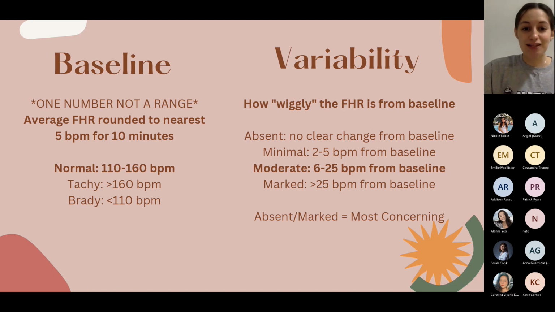Moderate is what we want, so that's why it's bolded. If it's moderate, you have a happy baby, and this is going to be 6 to 25 beats from the baseline. So it's wiggly, it's jiggly, all the good things. And if it's marked, it's greater than 25 beats per minute from the baseline. You'll see it really jagged on the strip, and this we don't want. If it's absent or marked, this is our most concerning. We need to have interventions. If it's moderate, baby is perfect, baby is happy.